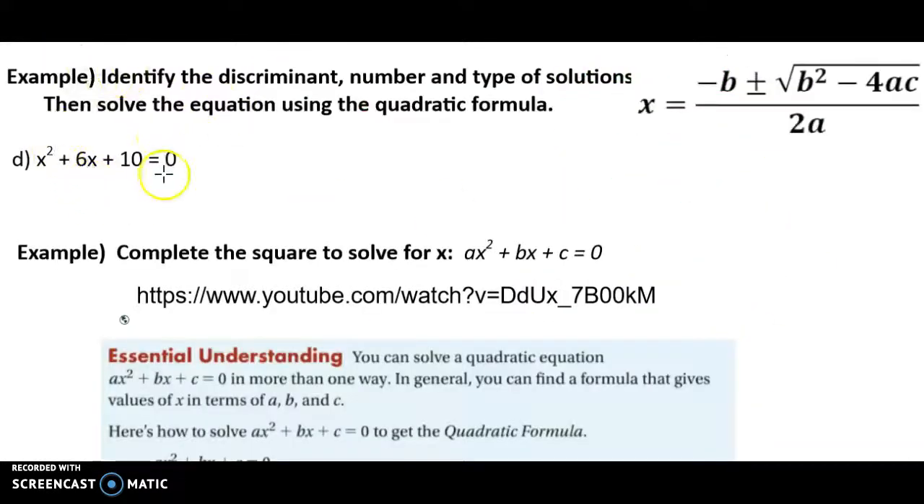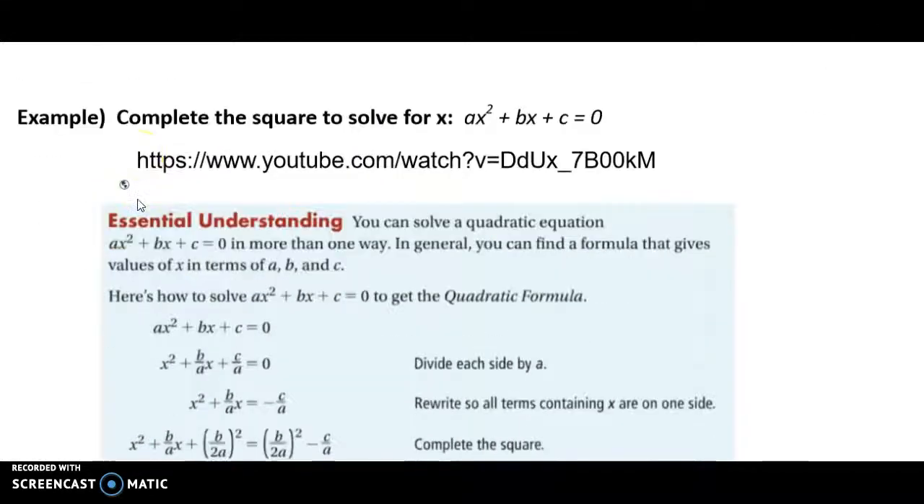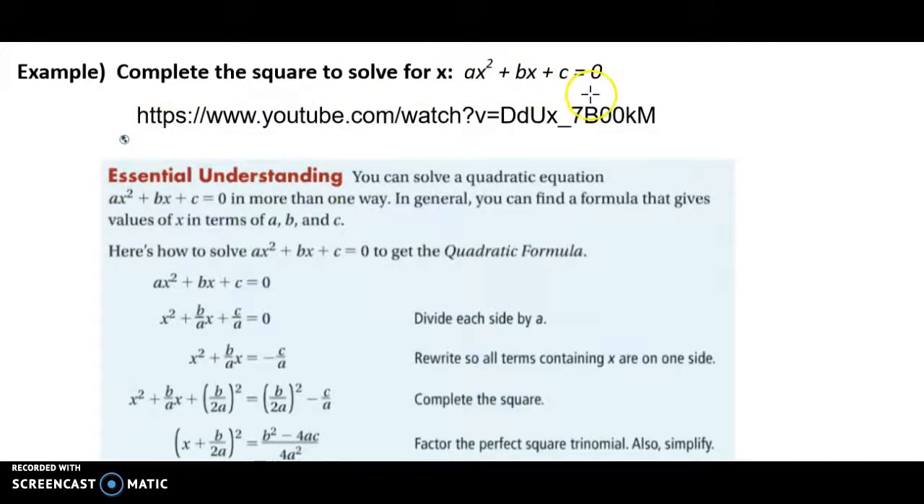We're going to go ahead and skip example D because we've done the type of problems that we're going to do. We'll go ahead and do something with a negative under the radical and imaginary solutions after we learn about imaginary numbers. And we're going to go ahead and talk about the theoretical derivation of the quadratic formula from the standard form ax squared plus bx plus c.